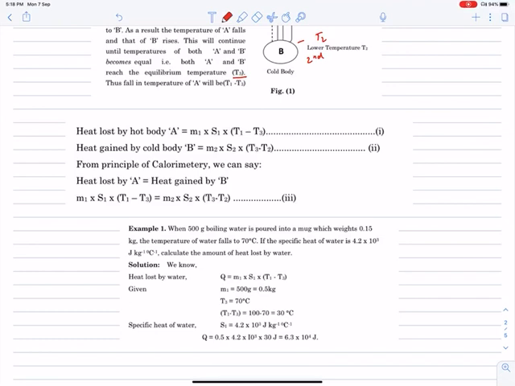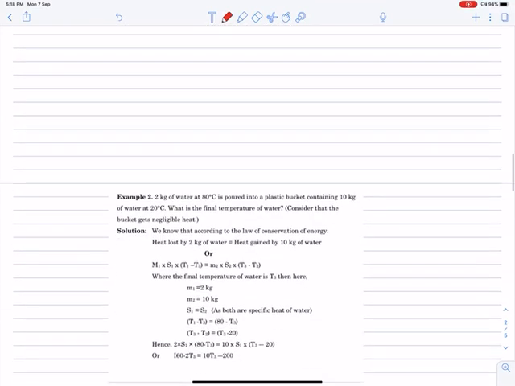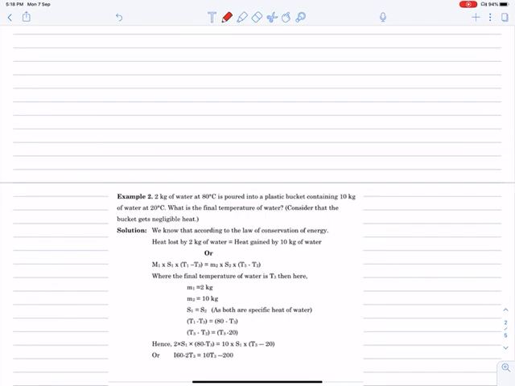Heat is in joules, so when you put the numbers you will get 6.3 into 10 raised to power 4 joules. Now moving to example number 2: 2 kg of water at 80 degrees Celsius is poured into a plastic bucket containing 10 kg of water at 20 degrees Celsius. What is the final temperature of the water? When you are pouring water, there is heat lost by body A and it is gained by body B. Here body A is 2 kg of water and body B is 10 kg of water.